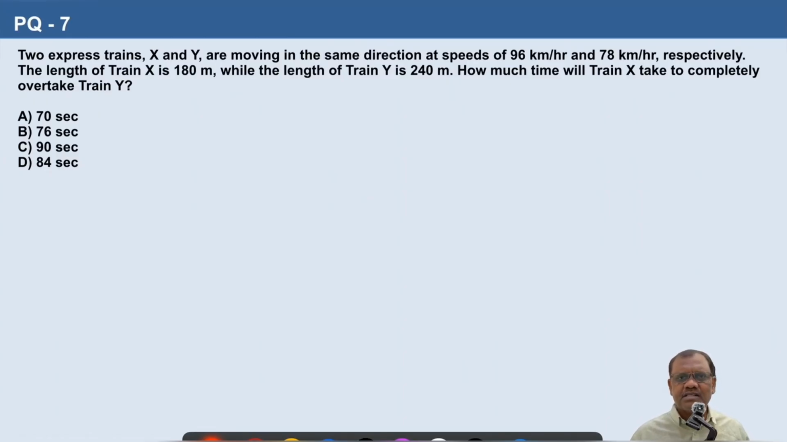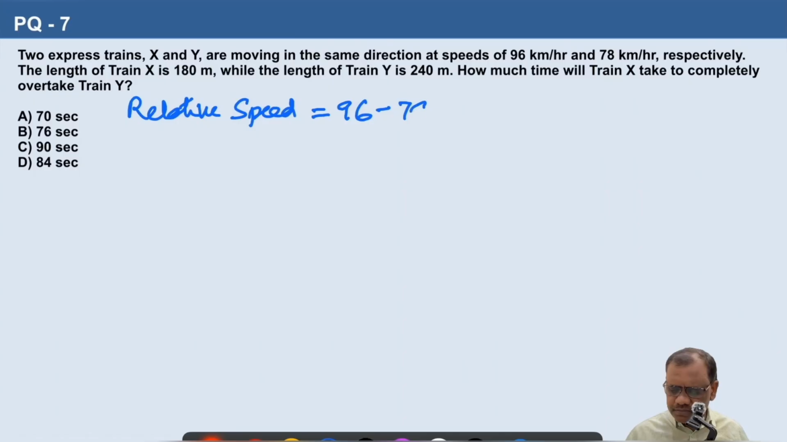When they are moving in the same direction, the relative speed is the difference of the speeds. So what are the speeds? 78 as well as 96. 96 minus 78. That is 16 minus 8 is 8, 8 minus 7 is 1, so 18. This is in kilometers per hour.